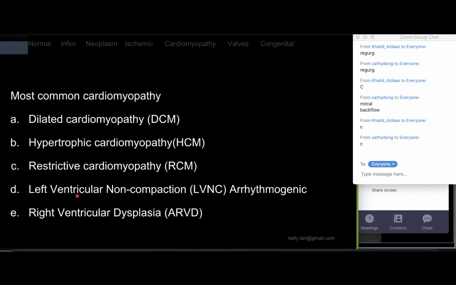Okay. What is the most common cardiomyopathy? Dilated, hypertrophic, restrictive, left ventricular non-compaction, right ventricular dysplasia. B, okay, so we think hypertrophic. Everyone agrees? Madeline thinks it's dilated, okay. A, any other guess? Colin said D, right ventricular dysplasia, okay.